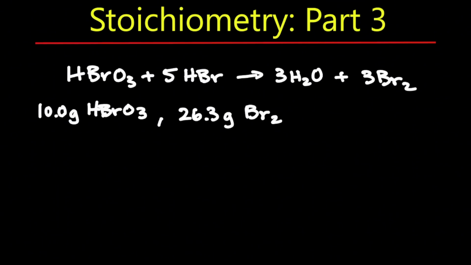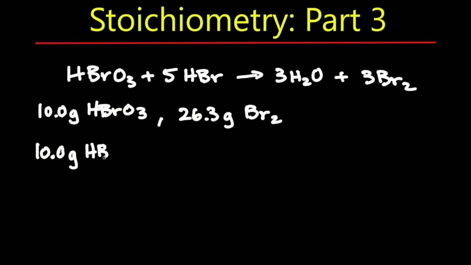Here is an example of a percent yield question. Bromine was made according to the following equation on the screen. 10.0 grams of HBrO3 was reacted with an excess of HBr. That means for HBr, there was no limit. And only 26.3 grams of Br2 was produced. The question is, what is the percentage yield of the reaction? In order to do that, we have to calculate the theoretical yield of bromine that would have been obtained. So let's do some stoichiometry.